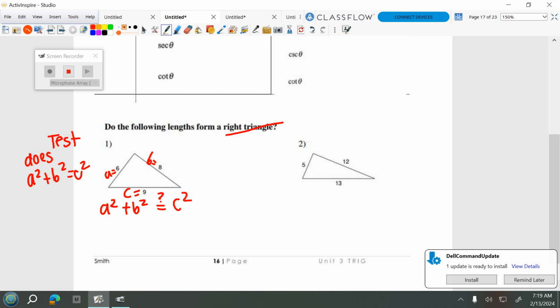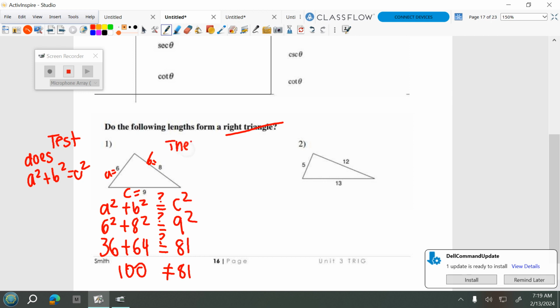We say 6 squared plus 8 squared, question mark, 9 squared. 36 plus 64, question mark, 81. We get 100. It's not equal to 81. Therefore, this is not a right triangle. Okay.